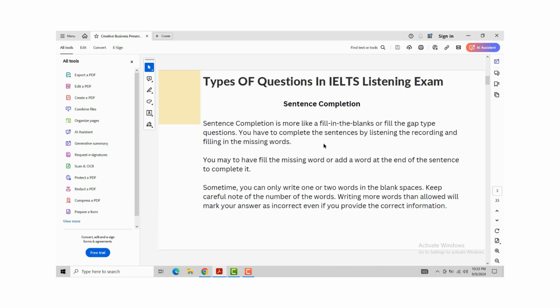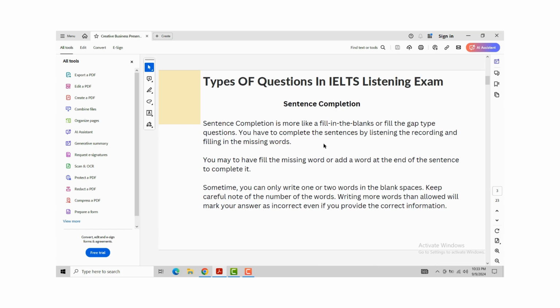The gap can be in the middle of a question, or at the end of the question. For example, you have to add a missing word at the end of the question to complete the sentence. Sometimes you can only write 1 or 2 words in the blank spaces. Sometimes the explanation or the introduction mentions that you can write only 1 word, or 2 words, or 3 words in the missing space. You need to keep careful note of the number of words.